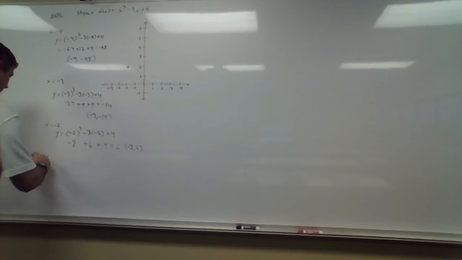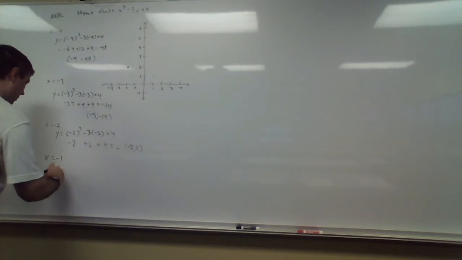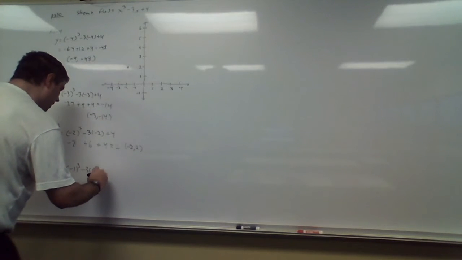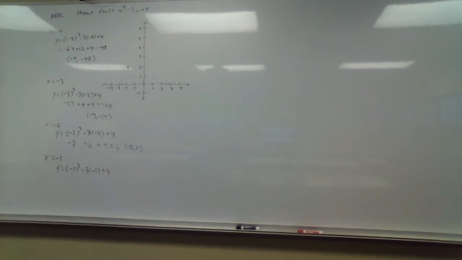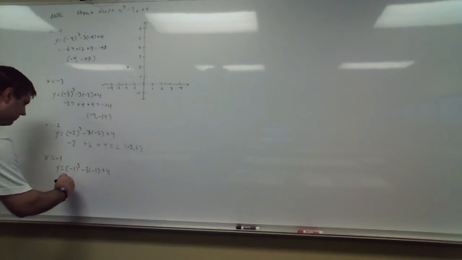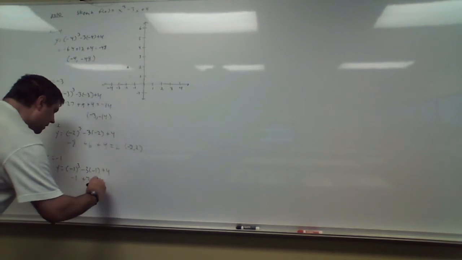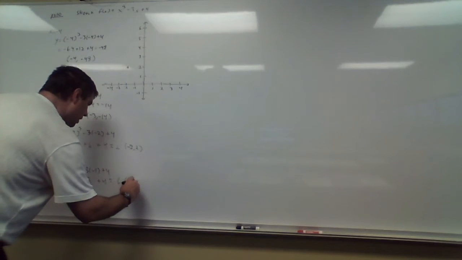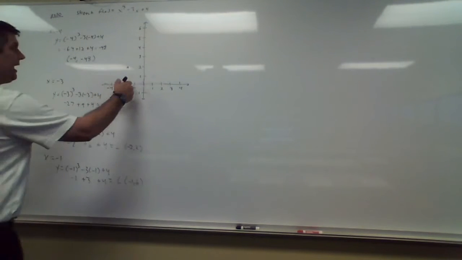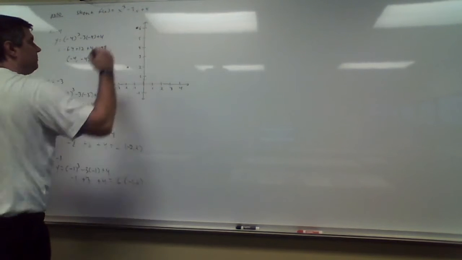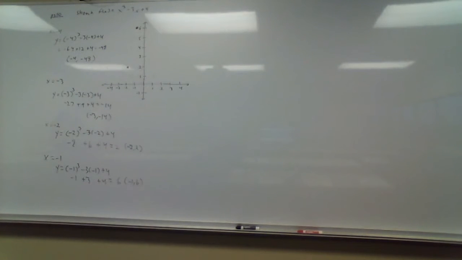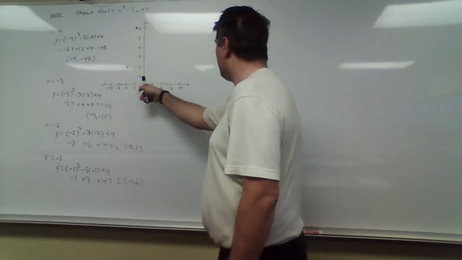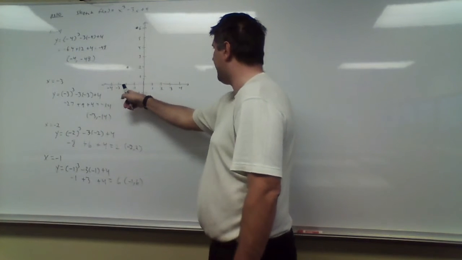Now we'll do X equals negative 1. Y will equal negative 1 cubed minus 3 times negative 1 plus 4. So that's got to be negative 1 plus 3 plus 4. That's going to be 6. So negative 1, 6 is the point. Negative 1, 6, right there. Now we've done negative 4, negative 3, negative 2, negative 1.